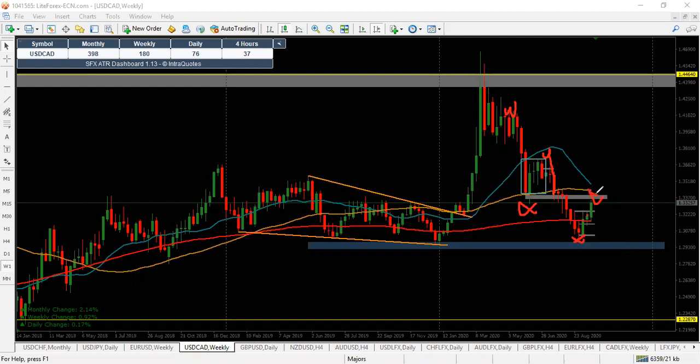So here I expect one more drop before the rally to the upside. Okay, so I expect this to happen. Okay, 5-wave movement, then a correction to the upside. That's what I expect to see.